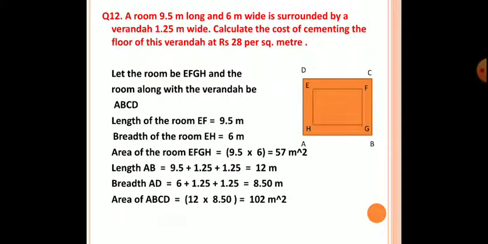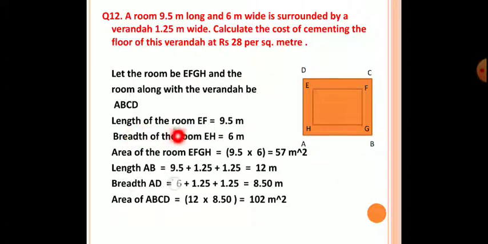Question number 12. A room 9.5 meter long and 6 meter wide is surrounded by a veranda 1.25 meter wide. Calculate the cost of cementing the floor of this veranda at rupees 28 per square meter. So we have made a figure over here. Let the room be EFGH and the room along with the veranda be ABCD. So this is along with the veranda and this is the room.